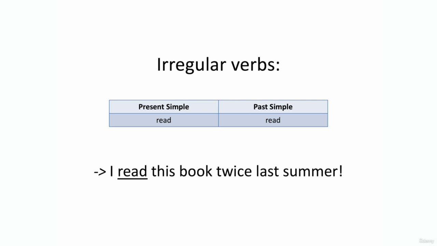Read, read. I read this book twice last summer. You may notice that read and read have the same spelling. The way to know how to pronounce it will be based on the context of the sentence. In this example, we have the words last summer. Therefore, we know the sentence describes an action in the past. Therefore, we must read, I read this book twice last summer.